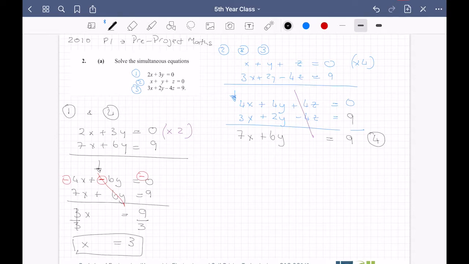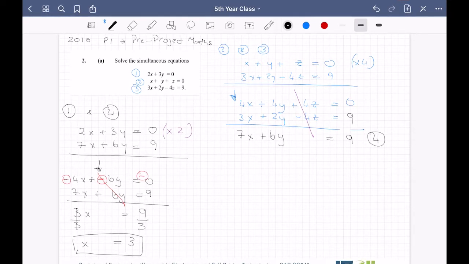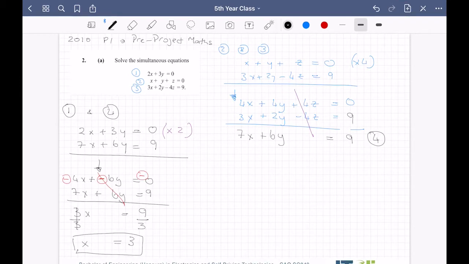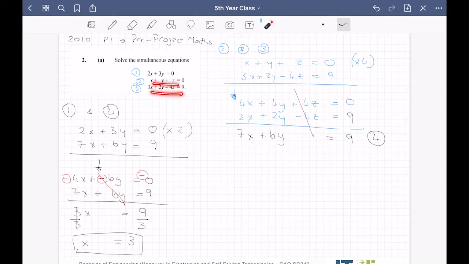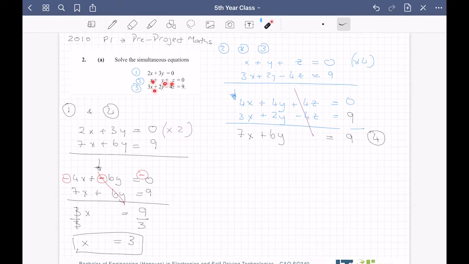Okay, how do I find my next one? Well, in a normal one, you would go back to either equation 4 or 5 and sub in your x is equal to 3. Why don't I go back to 1, 2, 3? Well, it's because if I went back to 2, 3 in this case, I would know my x, but I would still have 2 unknowns and I wouldn't be able to solve it.